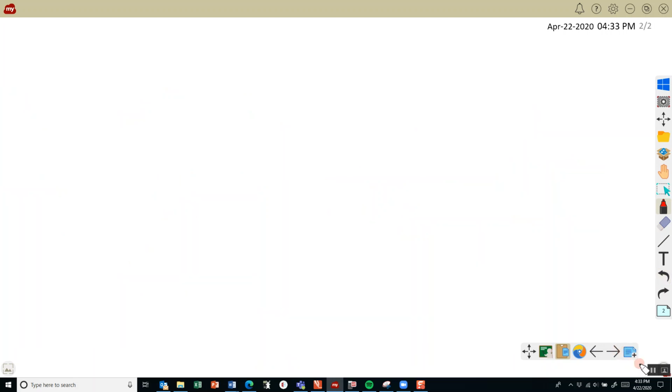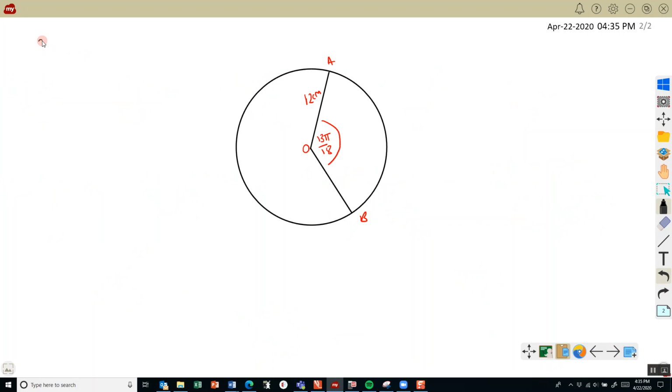Let's have a new page. Okay, question 8. Here we have a circle. The angle in here is 13 pi over 18. The radius is 12. I want you to find the length of arc B. Remember you can use your formulas. Look back in your notes. And keep this in radians. Do not change this into degrees.